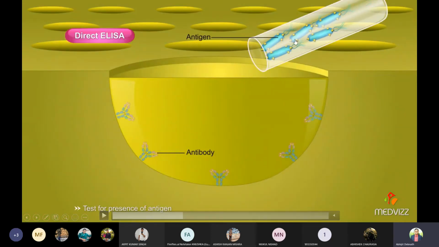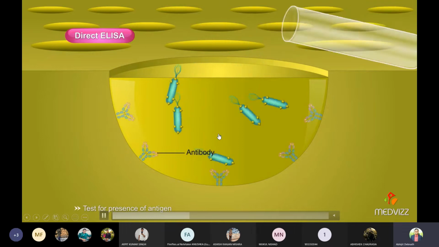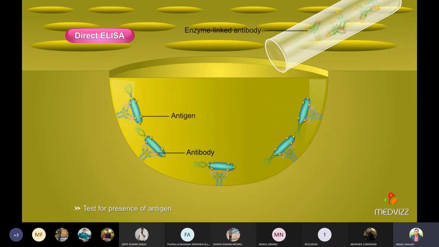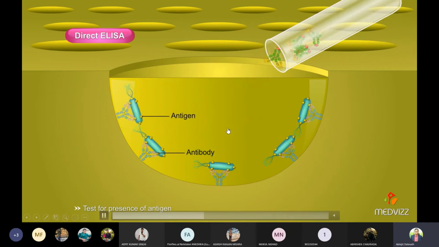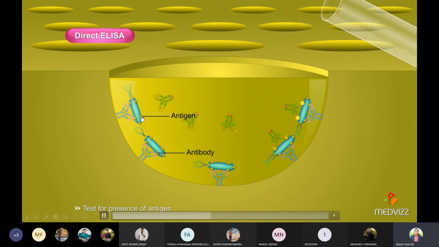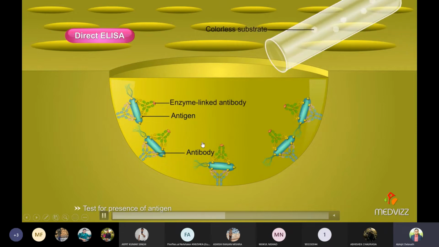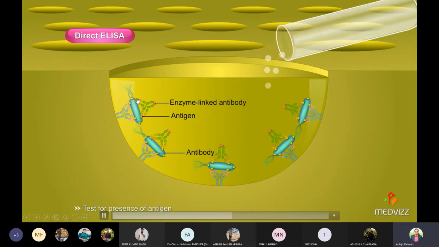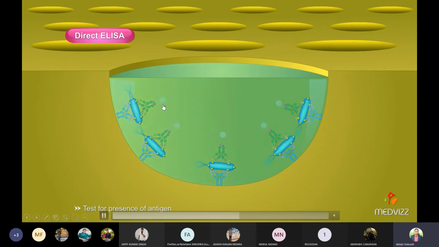So can you imagine, in a sample, if there is no antigen present, then what will happen? Then whatever interaction you are observing will not happen. If you add the enzyme linked antibody, it will not bind here. And if you add the colorless substrate, it will again not bind in this area, and it will not produce any color. So if somebody has HIV and antigen is present in his blood, such things will happen.